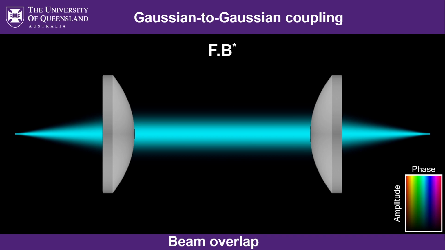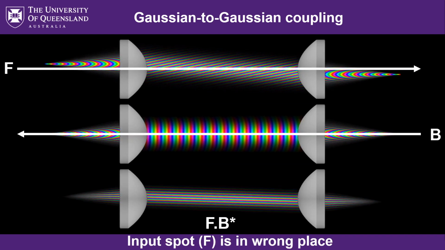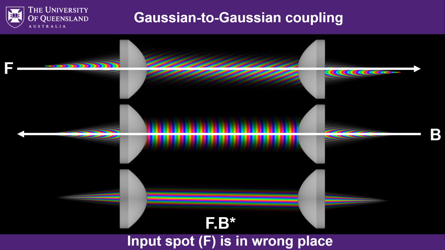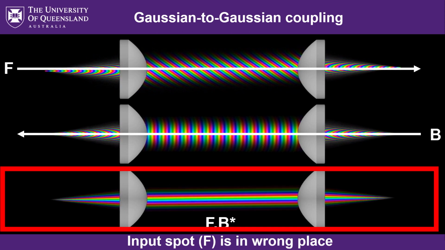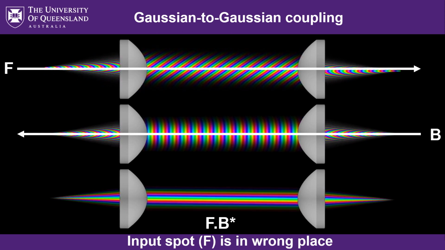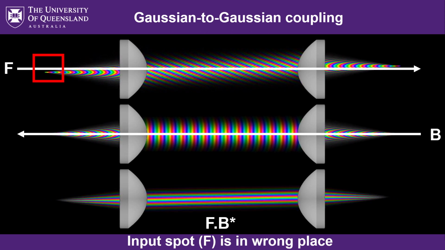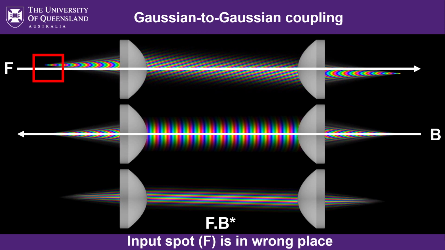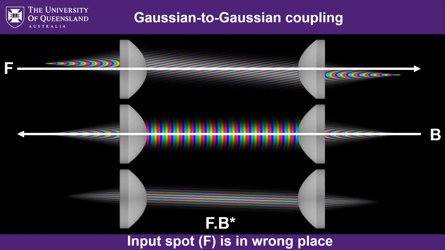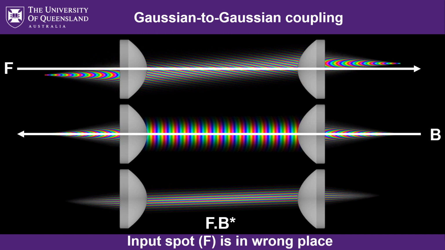What happens now if the system is misaligned? Here we've got the forward field on the top, the backward field in the middle, and then the overlap between them on the bottom. Let's say the spot coming from the source, F, on the left here, is in the wrong place. It's offset in position at the focus of the lens. Well, when we're misaligned, the coupling between the two modes will be degraded.